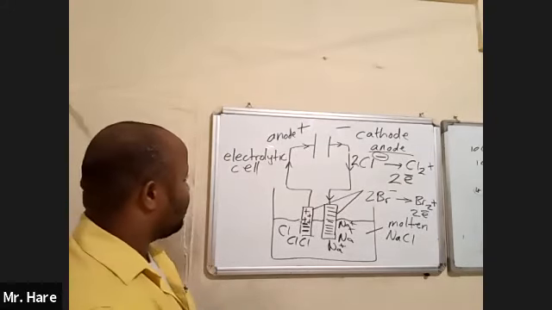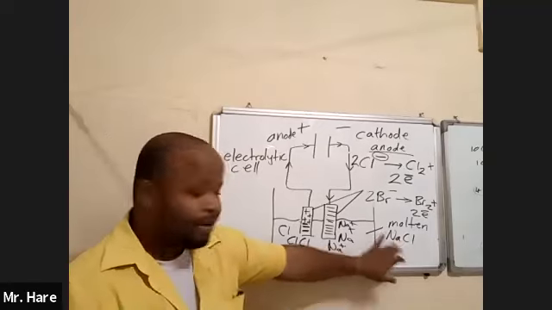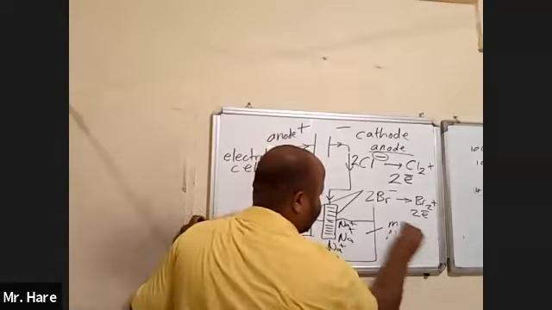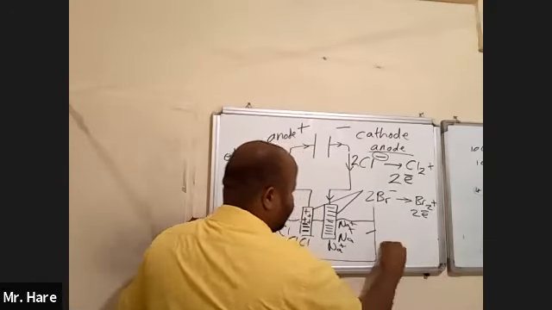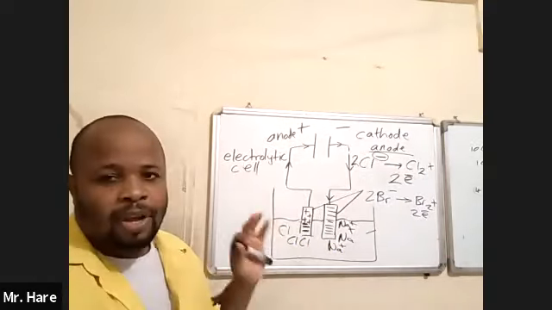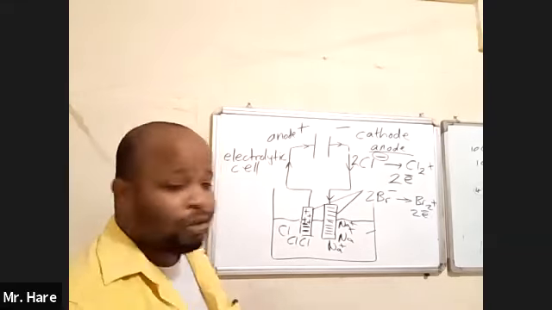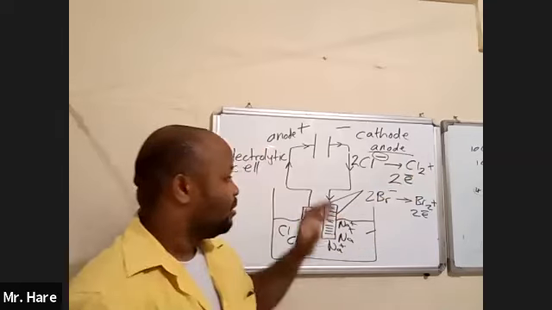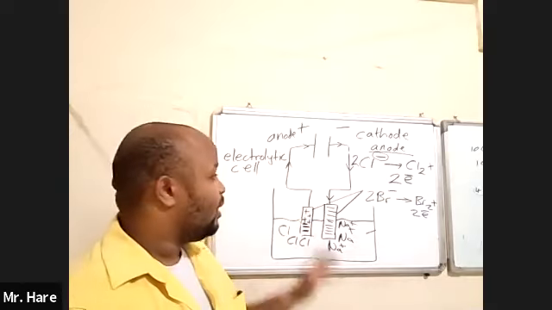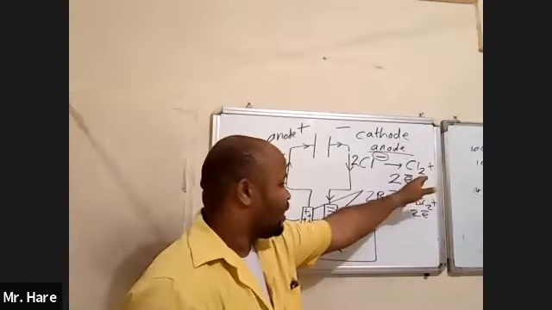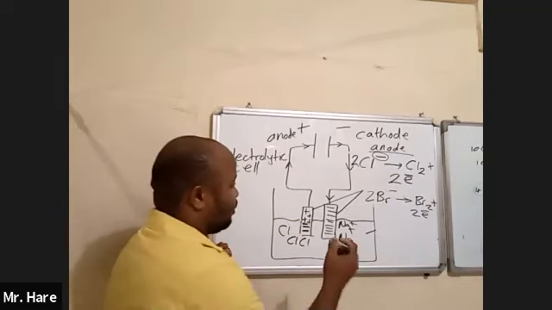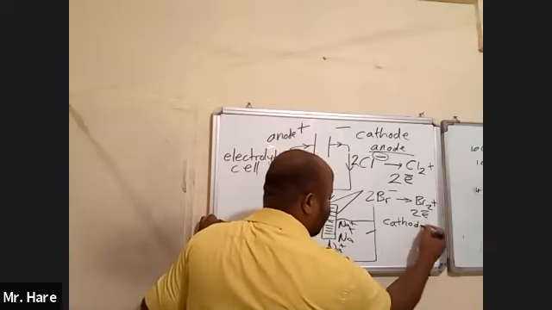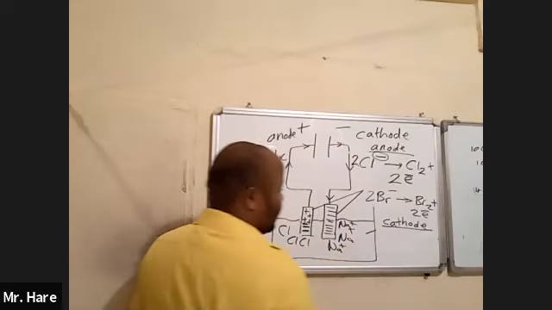Let me put the reduction down here. So just remember, for oxidation, the electrons are on the right side of the arrow. For reduction, the electrons will be on the left-hand side.